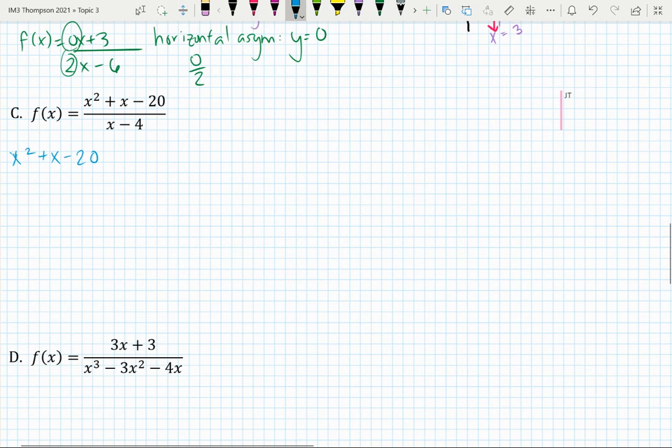Now, when I would do my product sum, I'd get a product of negative 20 and a sum of positive 1. Those two numbers multiply to negative 20 and add to positive 1. 5 and negative 4. Now I can go from there and rewrite the middle terms. Write those in a box. Look for all of the greatest common factors and get that x plus 5 and x minus 4 are the factors.